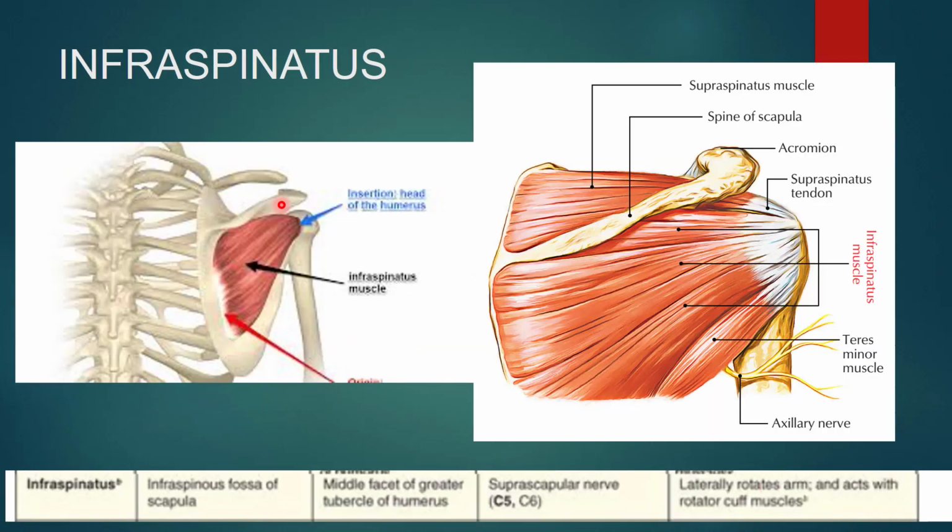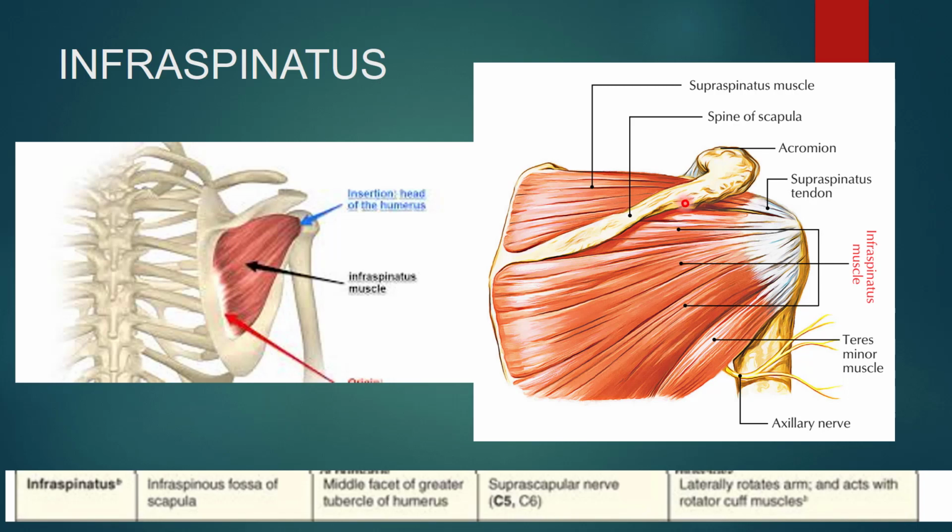Now the infraspinatus muscle. See here, infraspinatus, because it is below the spine of the scapula, it originates from the infraspinous fossa of the scapula, and it is inserted over the middle facet of the greater tubercle of the humerus. On the superior facet, there was supraspinatus. On the middle facet, there is infraspinatus, and it is also supplied by the suprascapular nerve. It will laterally rotate the arm and acts with the rotator cuff muscles.